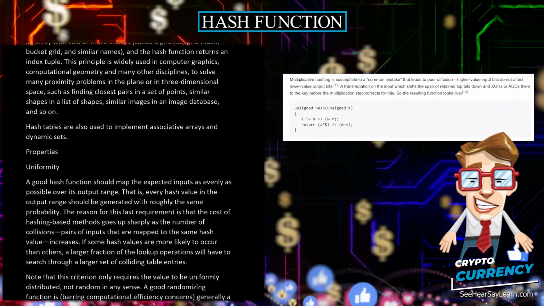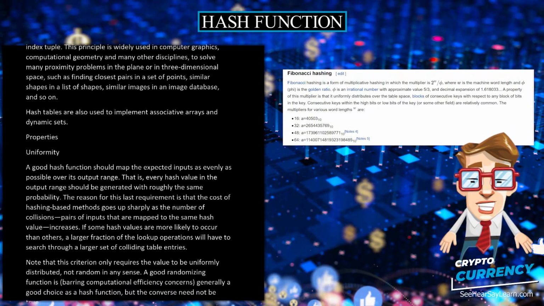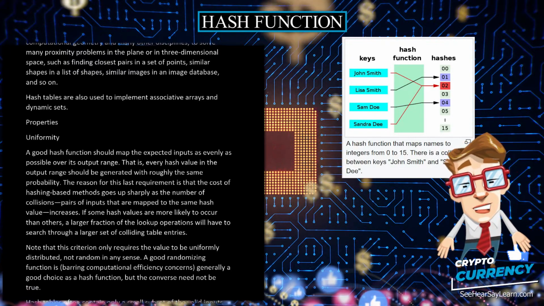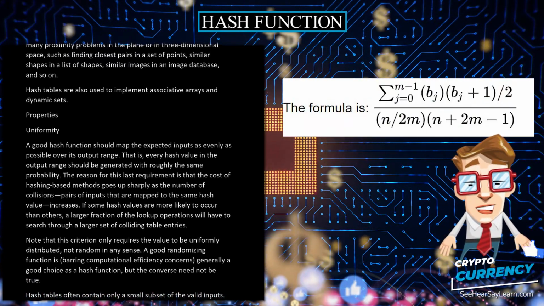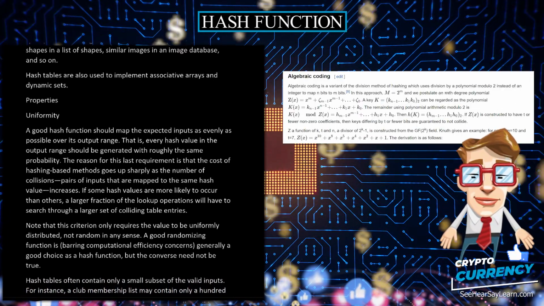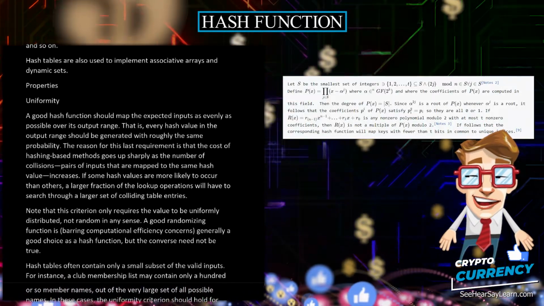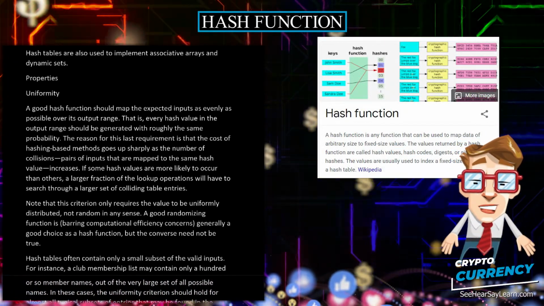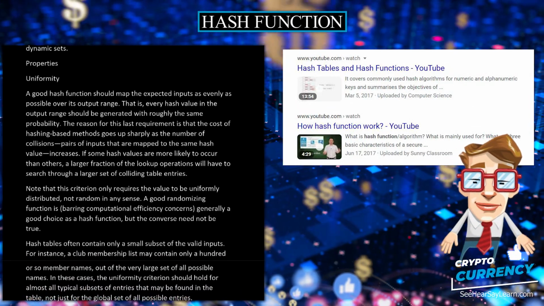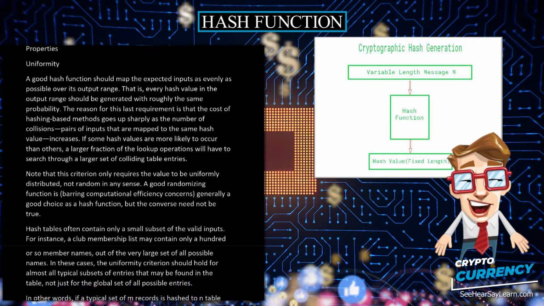Properties. Uniformity. A good hash function should map the expected inputs as evenly as possible over its output range. That is, every hash value in the output range should be generated with roughly the same probability. The reason for this last requirement is that the cost of hashing-based methods goes up sharply as the number of collisions, pairs of inputs that are mapped to the same hash value, increases. If some hash values are more likely to occur than others, a larger fraction of the lookup operations will have to search through a larger set of colliding table entries.